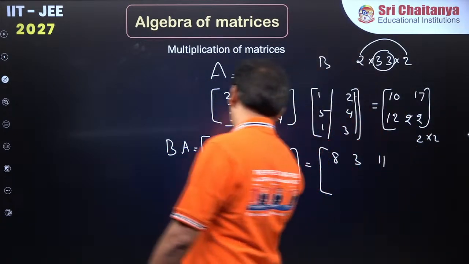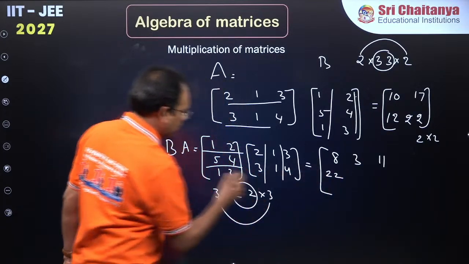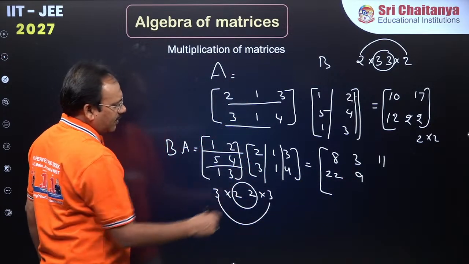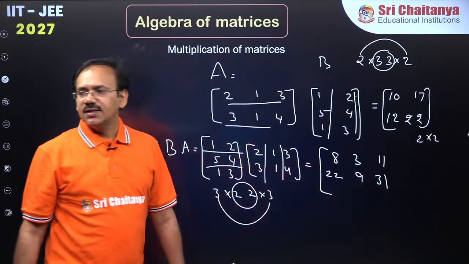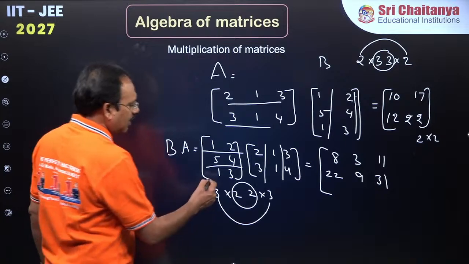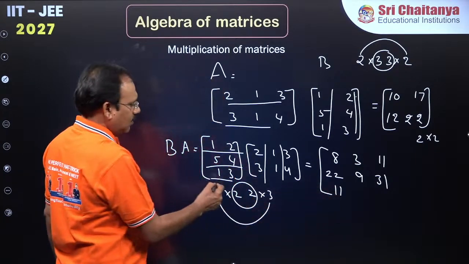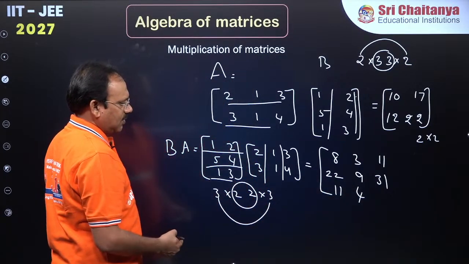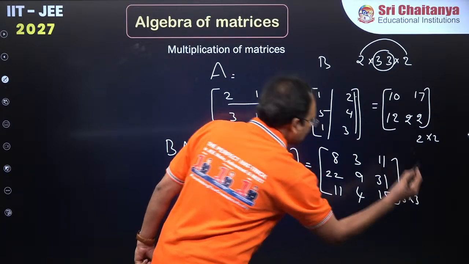Similarly, second row, first column: 10 plus 12, 22. Second row, second column: 5 plus 4, 9. Second row, third column: 15 plus 16, 31. The second row is done. Then third row, first column: 2 plus 9, 11. Then 1 plus 3, 4, and 3 plus 12, 15. So this is a 3 by 3 matrix.